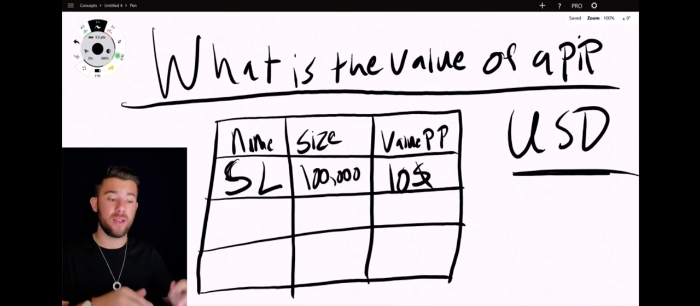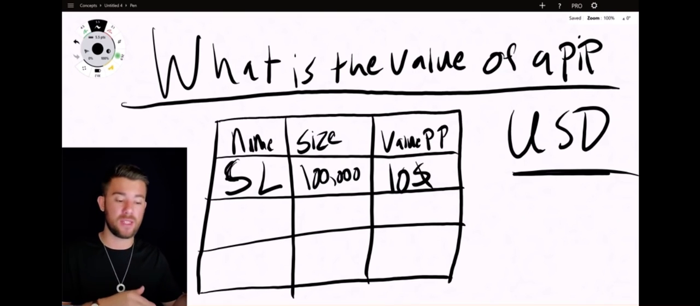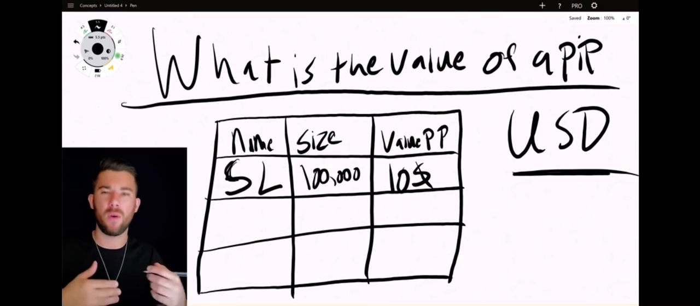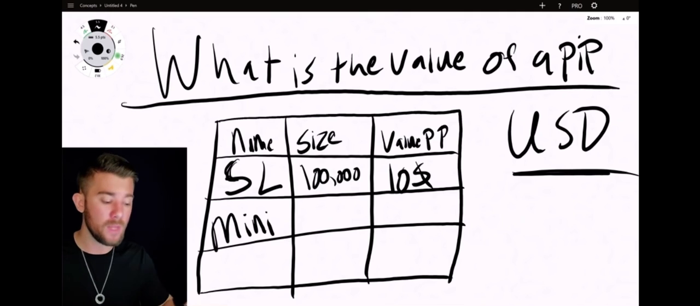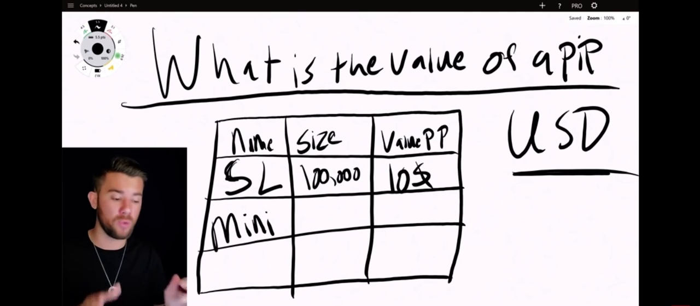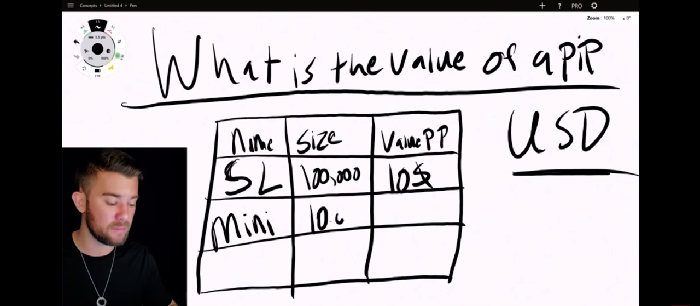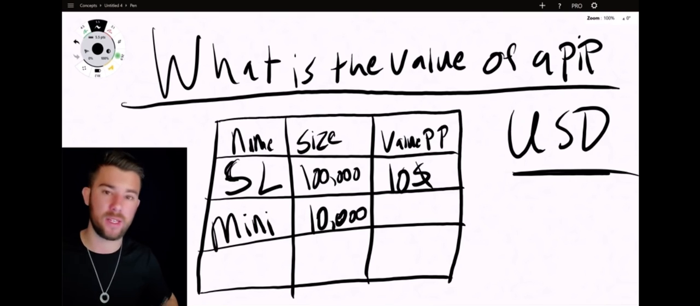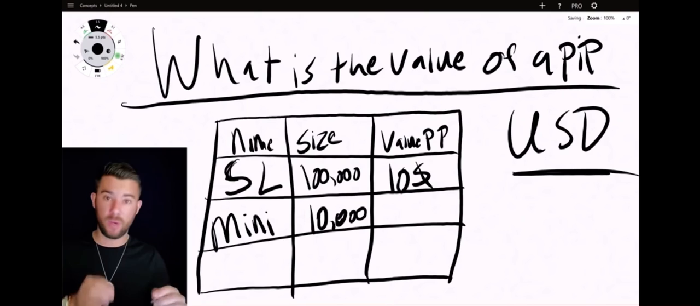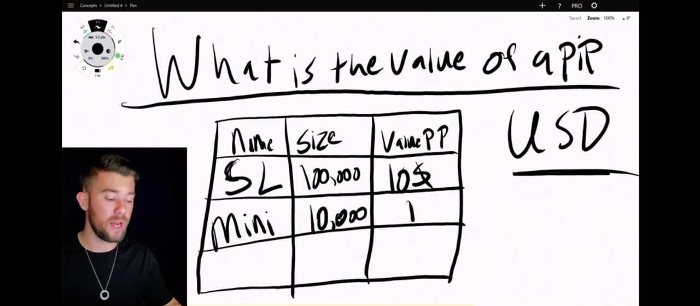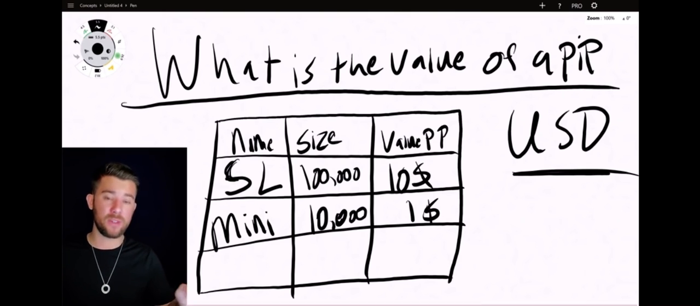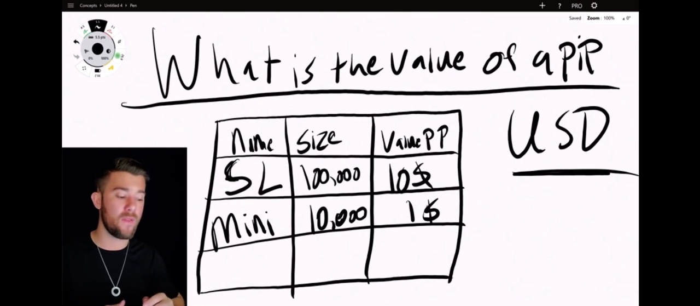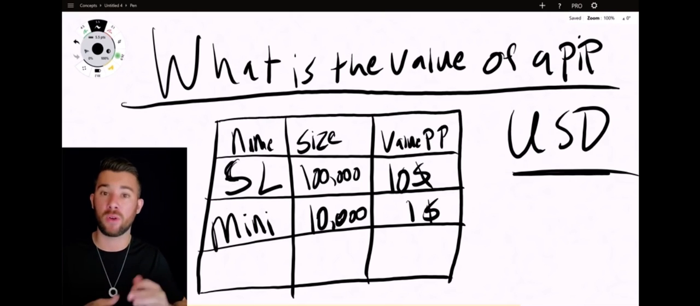Let's go through the rest of the sizes of units that you can trade first, and then we'll break into more about what they mean and how you can utilize them. The second one is called a mini lot. A mini lot means that you're controlling or holding 10,000 units of a certain currency. With 10,000 units of a currency, you have a value per pip of $1. That's exactly right on dollar pairs. It's a generalization that is very similar on other pairs as well.